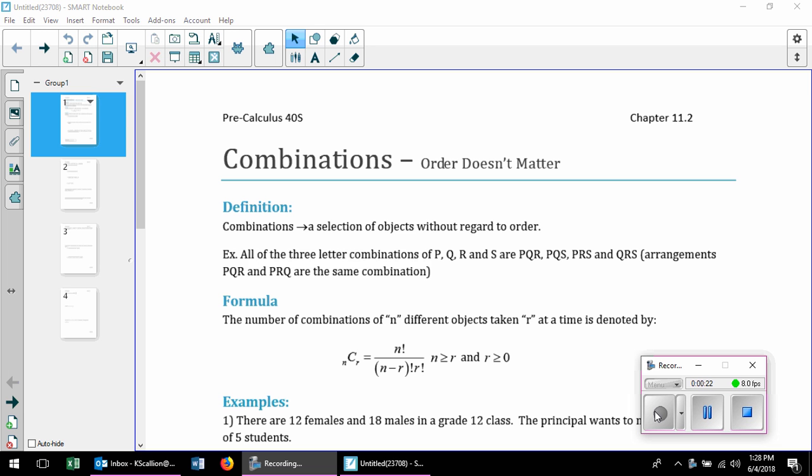So all three letter combinations of P, Q, R, and S. What it's saying is that PQR is counted as the same thing as PRQ. They're just saying those three letters together.